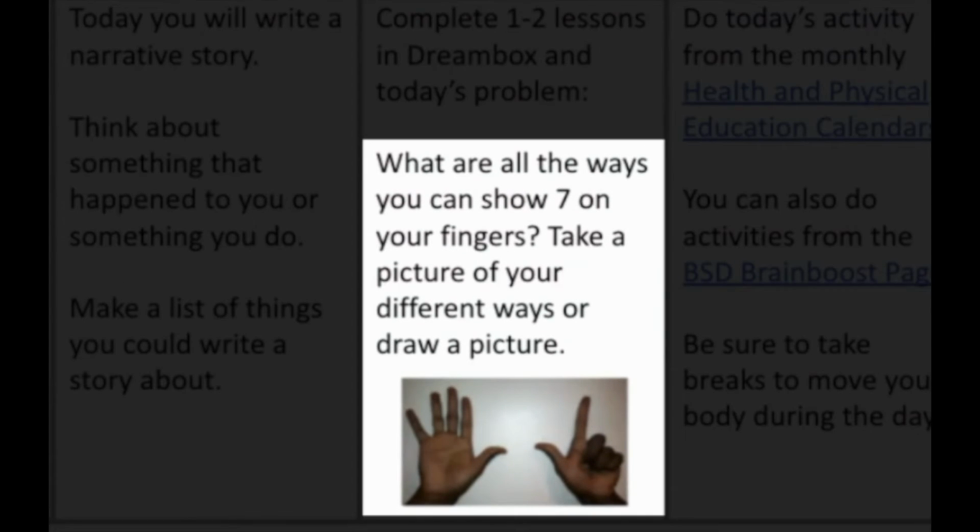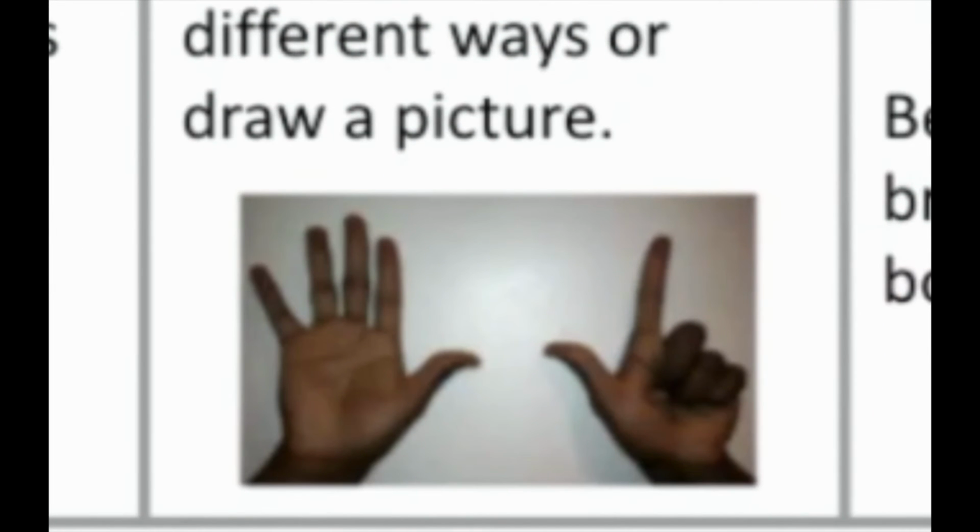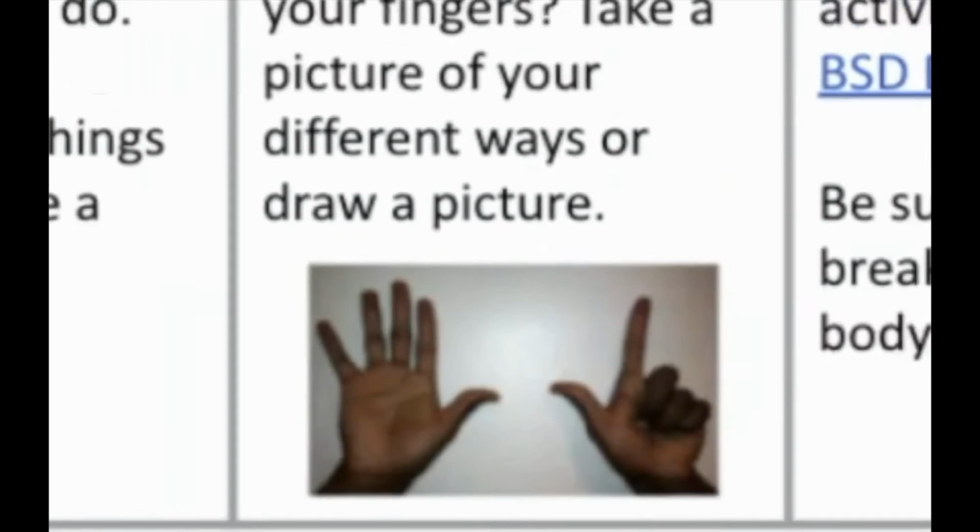What are all the ways that you could show 7 using your fingers? Take a picture of different ways, or if you don't have a camera or an iPad to use, you could draw a picture of what your hands look like. So in that picture right there, they have 5 fingers on one side and 2 on the other hand. 5 and 2 makes 7. I'm wondering if they could arrange their fingers in a different way to also show 7.